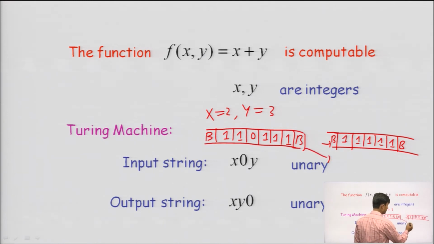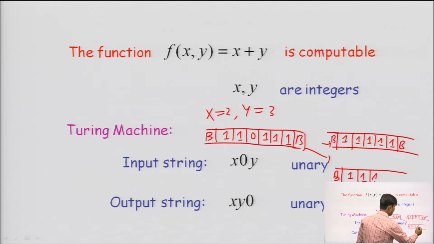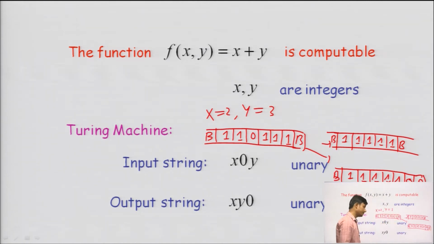Another way you can do it. If you want to keep the 0, then you can do it like this: b 1 1 1 and 1 and 1 and this is 0 and this is b. If you want to remove the 0, you can, otherwise you can keep it on one side. So in this way you can design your Turing machine. This is the input and this is the output. So how to design, we will go to that only.